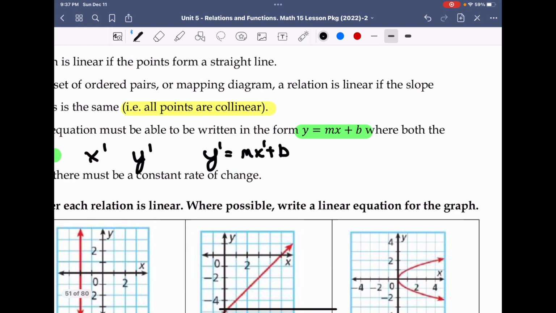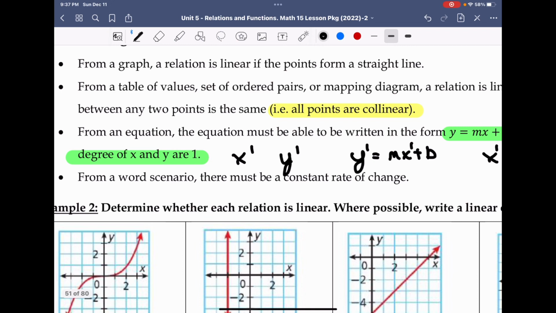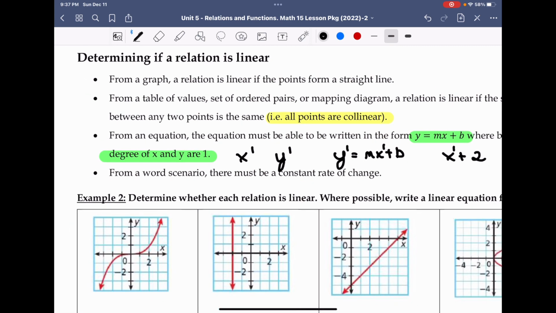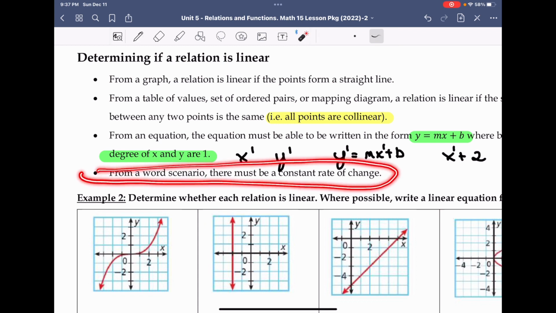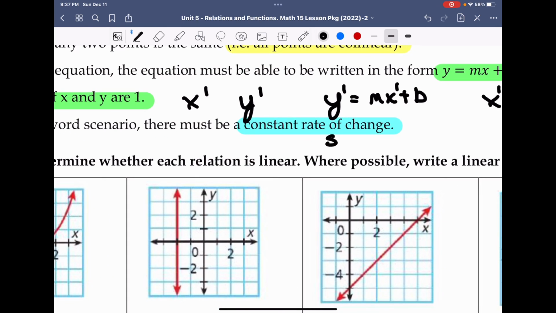A degree 1 polynomial from our polynomials unit would be something like x plus 2, and we would know that we have a constant and something to a degree 1, so that would be a polynomial of degree 1. But in this unit, we just want to make sure that y and x are both degree 1, and if they are degree 1 and can be written in y equals mx plus b, we know this equation is a linear relationship. And then finally, from a word scenario, we know the rate of change must be constant. What is the rate of change? Well, we actually discussed this multiple times in class. If the rate of change is what's brought up, that represents our slope value. So we could actually fill this in here and say that is synonymous to our rate of change.